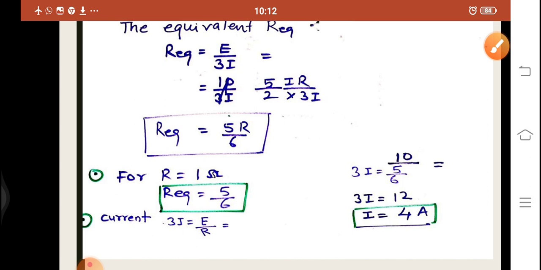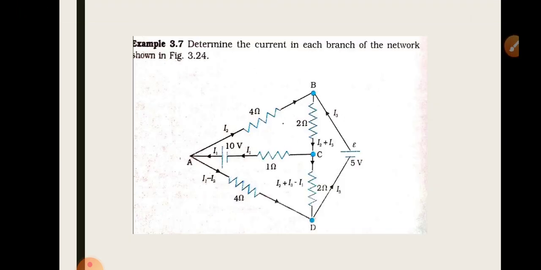Okay, so we can use Kirchhoff's law to determine resistance also and current also. Now see one more example. Determine the current in each branch of the network shown in figure 3.24. This figure consists of 2 batteries, a 10 volt battery and a 5 volt battery.